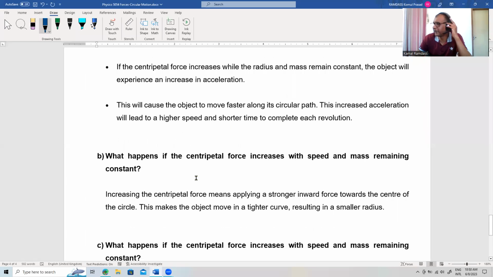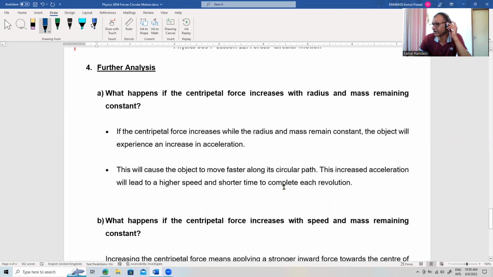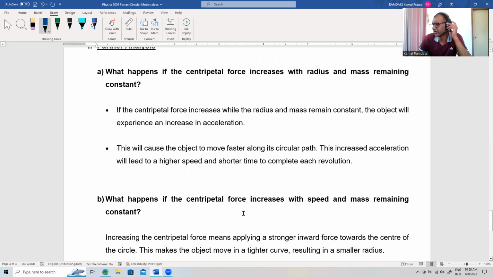Deuxième affaire, what happens if the centripetal force increases with speed and mass remaining constant? Ça veut dire mon speed and mass remain constant, mais mon centripetal force peut augmenter.